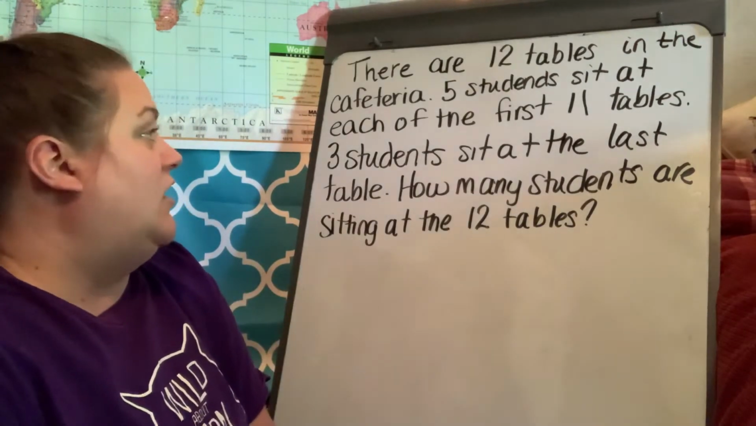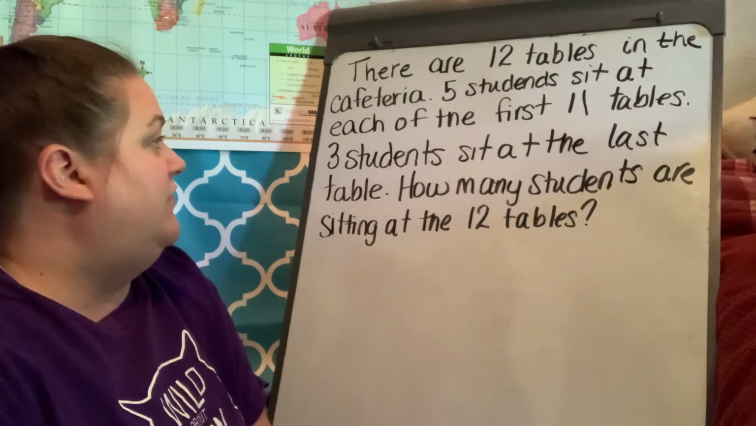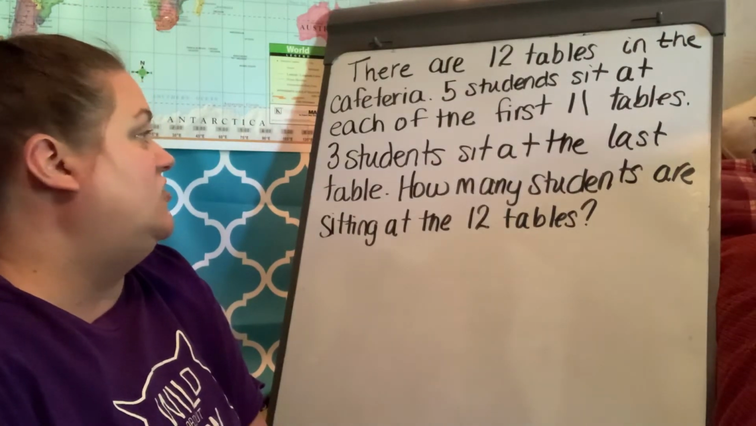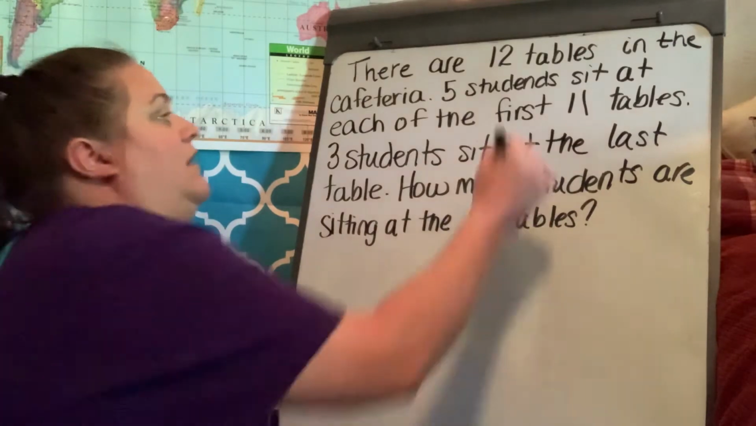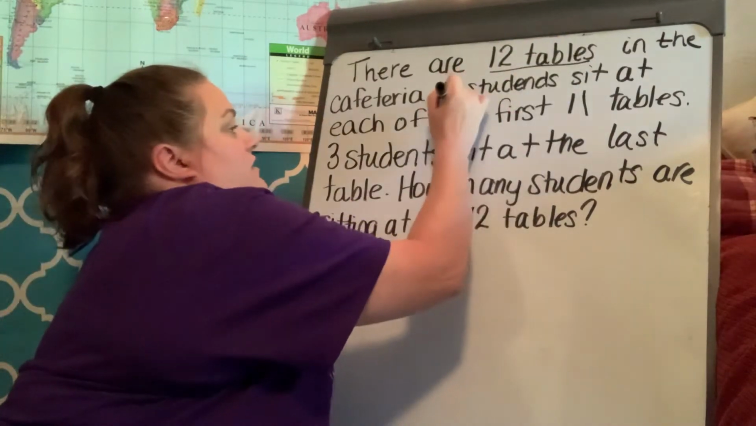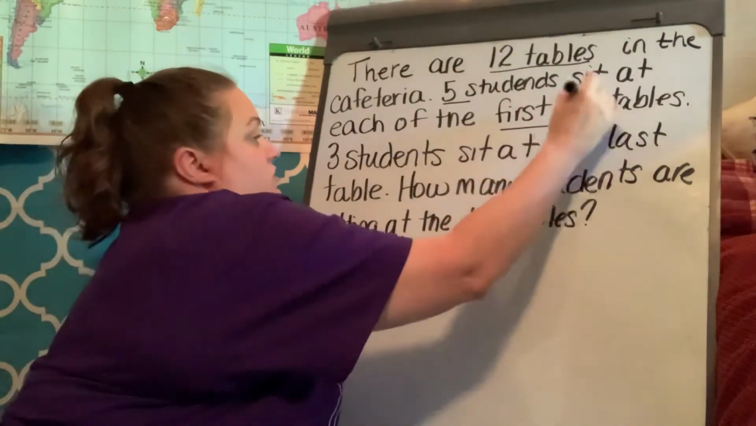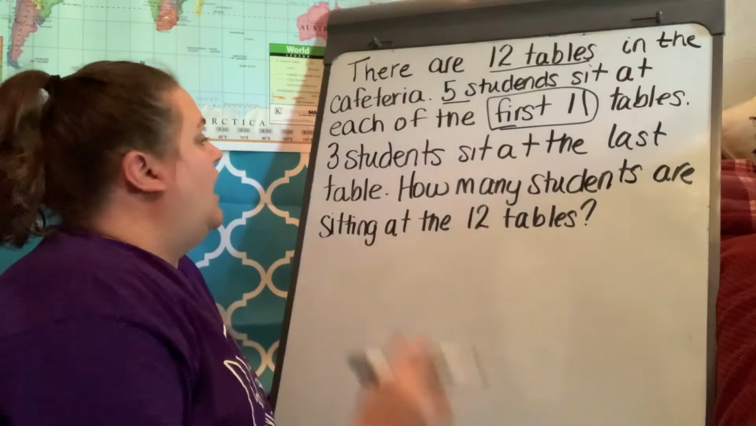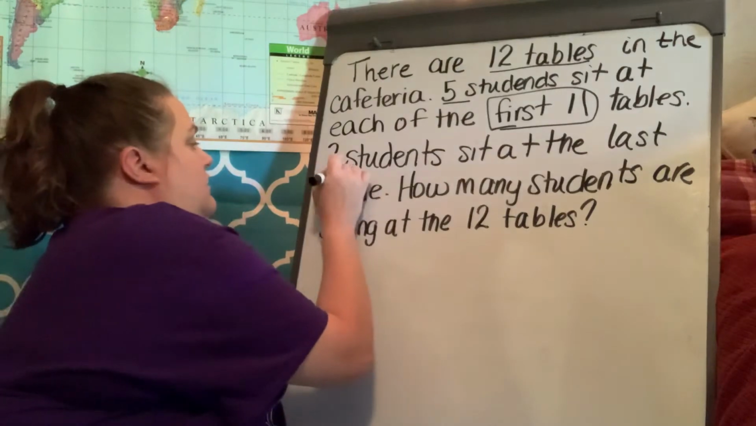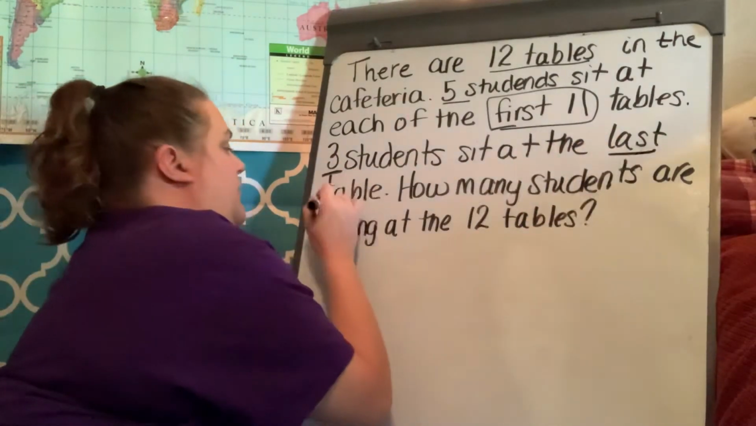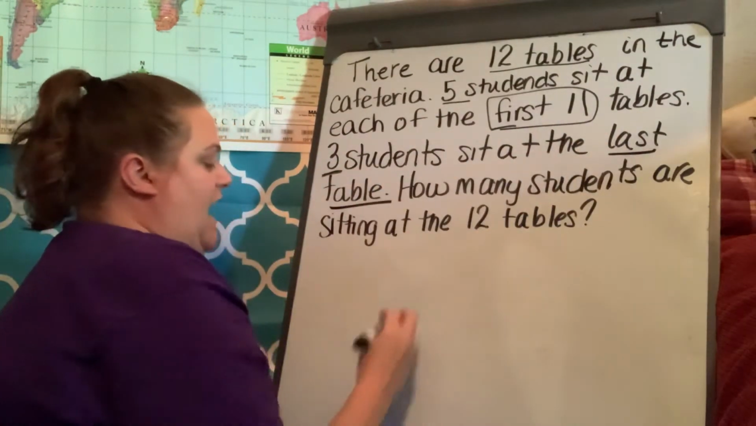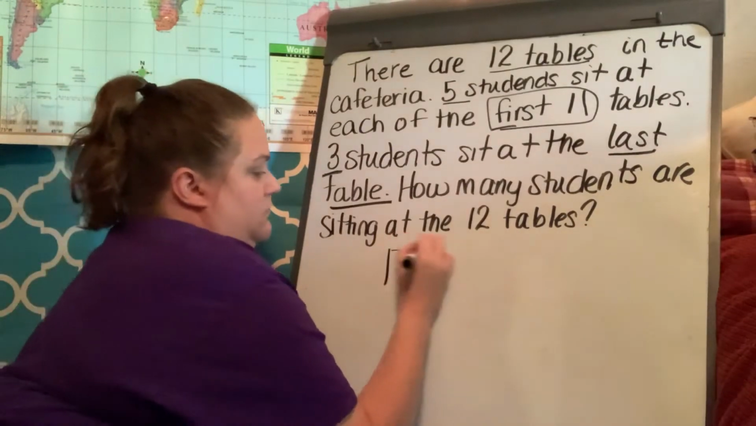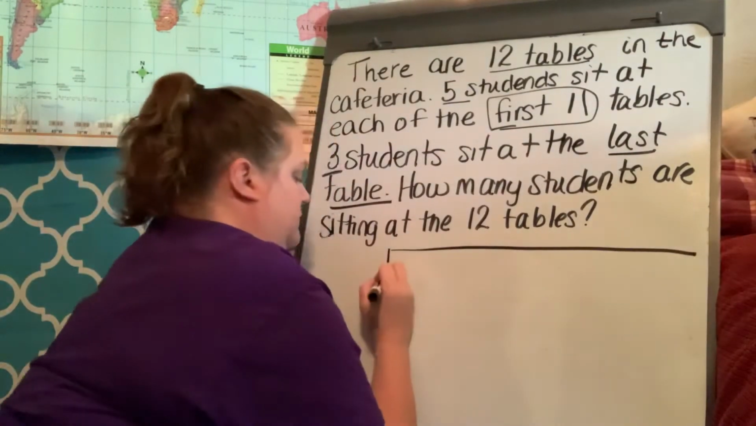So there are 12 tables in the cafeteria. 5 students sit at each of the first 11 tables. So we have 12 tables, 5 students at each of the first 11 tables. So remember, not every table has 11. And 3 students at the last table. How many students are at all 12 tables? So I'm going to do this as a tape diagram.